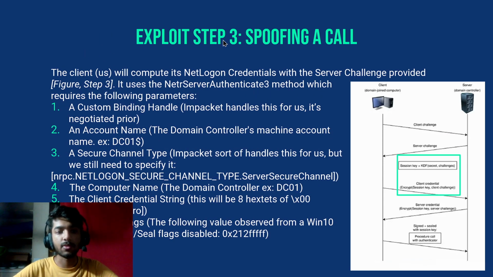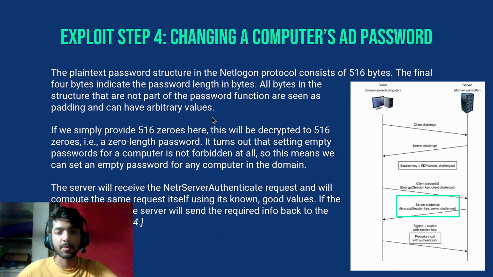Next step, spoofing a call. The client will compute its Netlogon credentials with the server challenge provided. It uses the NetrServerAuthenticate3 method, which uses the following parameters: a custom binding handle, and we will be using a package in Python called Impacket, which does exactly this. Impacket handles this for us, it's negotiated prior to this. An account name, which is the domain controller's machine account name, a secure channel type, the computer name, the client credential string, and negotiation flags. All of these details have been mentioned in the Secura white paper.